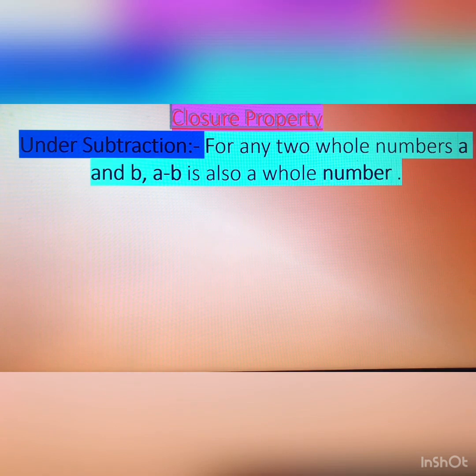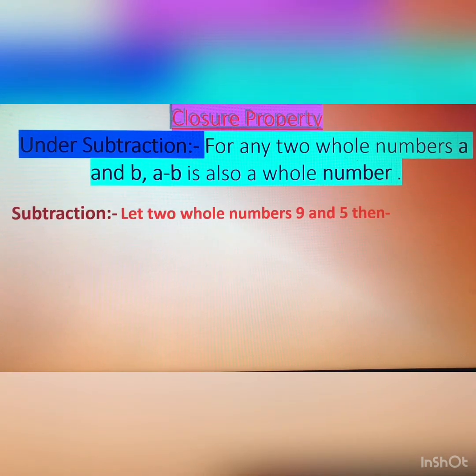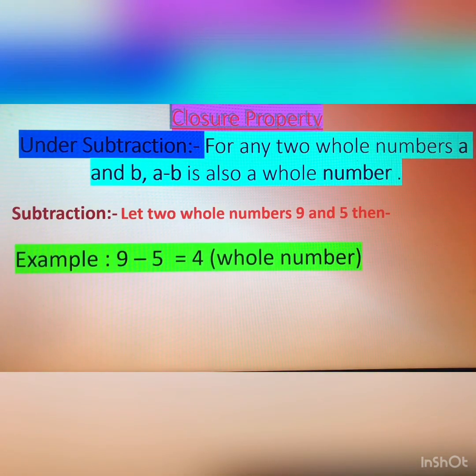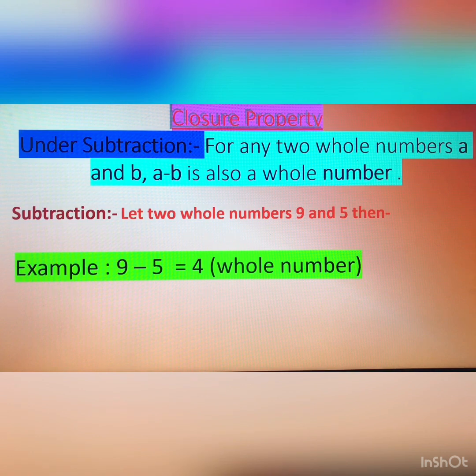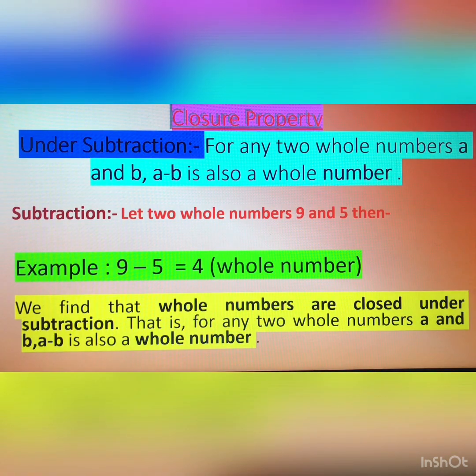Now next property, closure property under subtraction. For any two whole numbers A and B, A minus B is also a whole number. Means if we subtract any two whole numbers, then we will get a result, and the result is also a whole number. Let us understand it with an example. Let two whole numbers be 9 and 5, then 9 minus 5 equals 4, and 4 is also a whole number. Therefore, closure property under subtraction will hold.